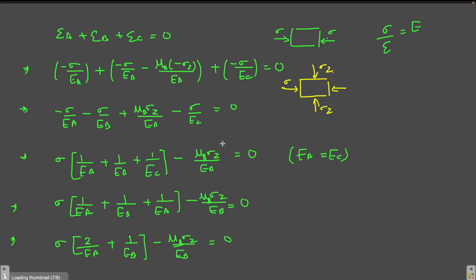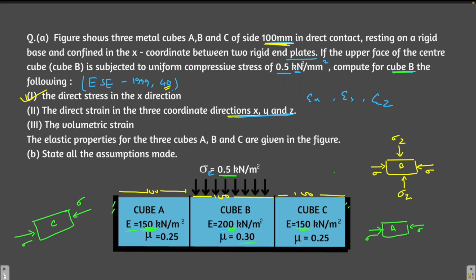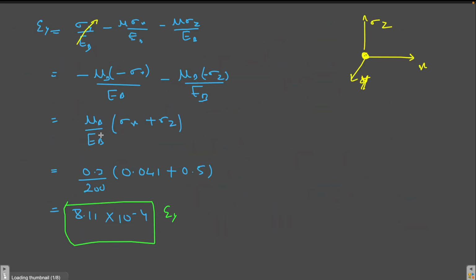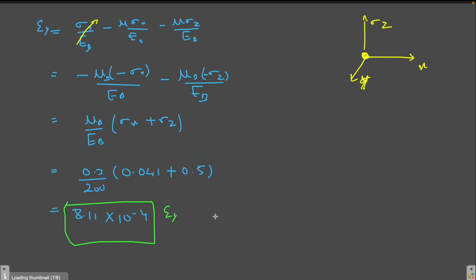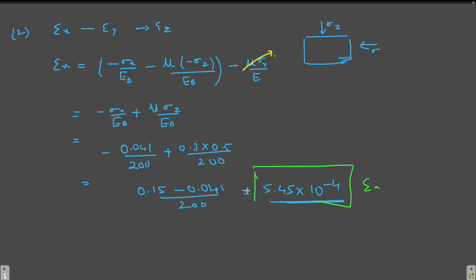Now we have to find the third part of the question. The third part of the question is the volumetric strain. Volumetric strain is the strain in the x direction plus the strain in y direction plus the strain in z direction. The summation of this will give you the volumetric strain. So basically you have to add these numbers: 5.45 into 10 to the power minus 4.